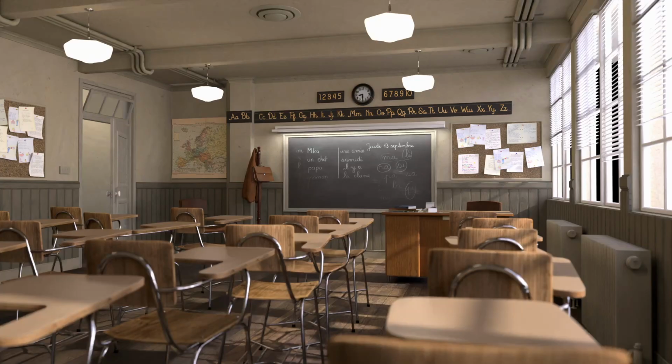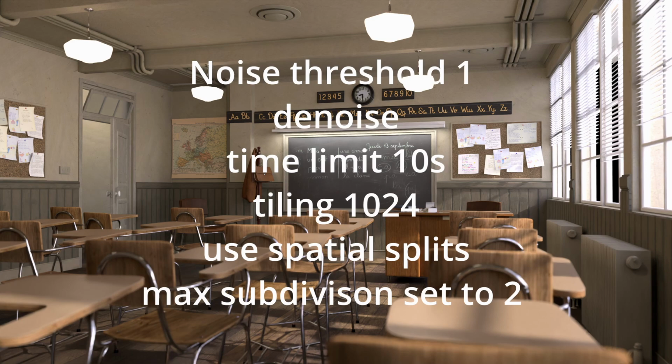In the classroom scene, rendering with the default settings and GPU plus CPU in OptiX, I was able to get a render time of 2 minutes and 22 seconds. By changing some settings, I was able to get a render time of 23.69 seconds, and the things I changed were noise threshold set to 1, denoise, and time limit set to 10 seconds. I also used tiling set to 1024 and use spatial splits, and max subdivision set to 2. This was done without any changes to quality.